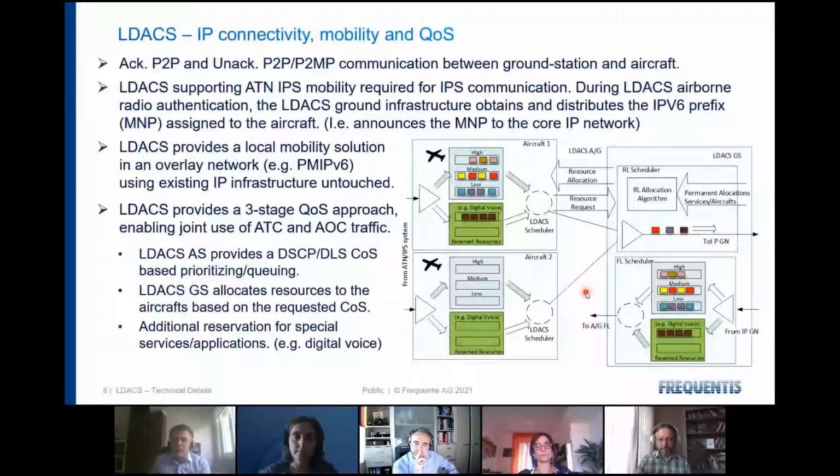LDACS supports the ATN IPS mobility that is required for the IPS communication, and supports this natively, as already mentioned by Simona. During authentication, the LDACS ground system gets the mobile network prefix, which is assigned to the aircraft, thanks to the ICAO working group I, which has chosen this concept. So with this, already during login, we can announce to the IP network the reachability of the aircraft via LDACS. The local mobility solution is based on an overlay concept like Proxy Mobile IP version 6, which we're validating in the SESAR solution. This overlay concept keeps the underlying IP infrastructure untouched, so it's easy to deploy an LDACS system in an existing IP infrastructure.